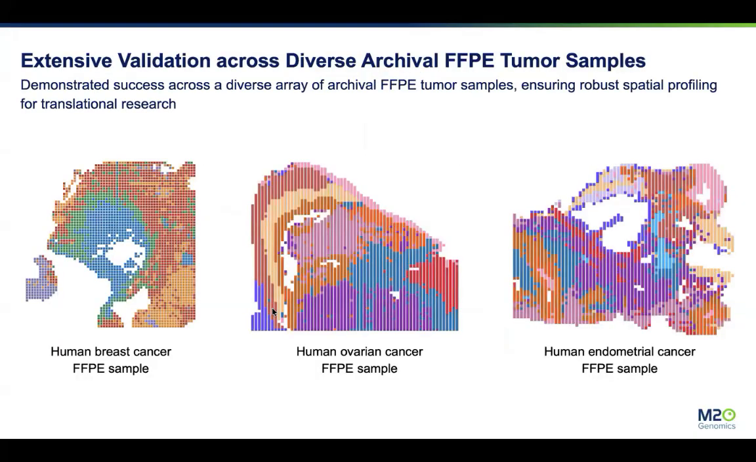To evaluate NATA's performance in clinically relevant samples, we applied the platform to multiple archival FFPE tumor specimens. Here we show representative spatial clustering results from human breast cancer, ovarian cancer, and endometrial cancer samples. Across these different tumor types, NATA generates high-quality spatial transcriptomic profiles and enables the identification of spatially resolved molecular features within diverse clinical FFPE tissues. So these results show the feasibility of applying NATA for spatial profiling of clinically relevant FFPE tumor specimens.